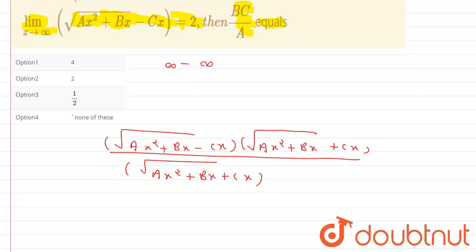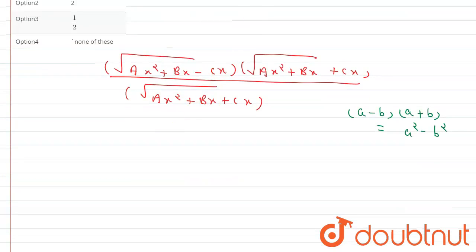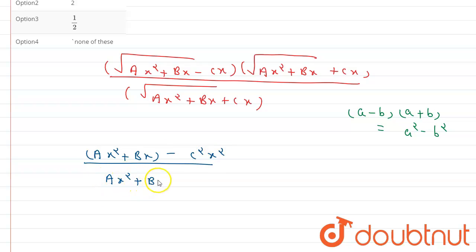Now apply the formula: a minus b into a plus b equal to what? A square minus b square. Here a is the root of ax square plus bx, so the square root will cancel out. So it is equal to ax square plus bx minus c square x square, upon root of ax square plus bx plus cx.